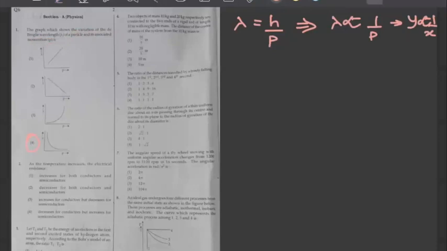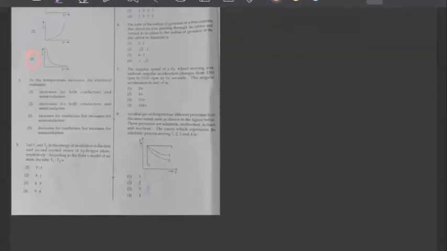So that's this one. Then second one, as the temperature increases, the electrical resistance increases for both conductors and semiconductors. We know that conductors have positive alpha and semiconductors have negative alpha. That means with increase in temperature, the resistance is going to decrease for semiconductors. So this one is wrong. Decrease for both is wrong. Increase for conductors, yes, and decrease for semiconductors, yes. So this should be the right one. Decrease for conductors is again wrong. So fourth one is not the answer.